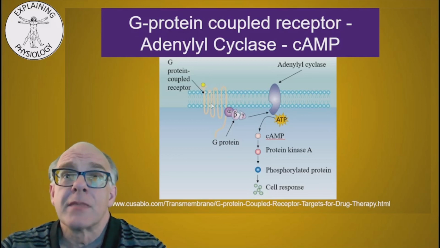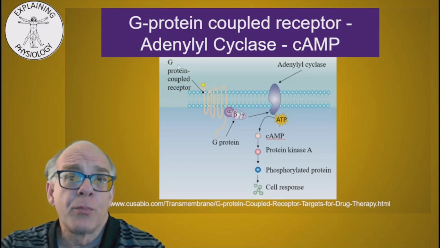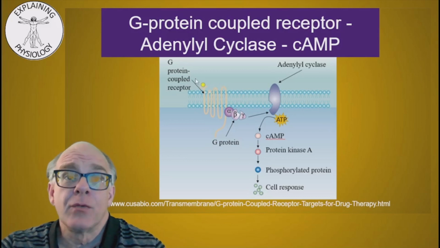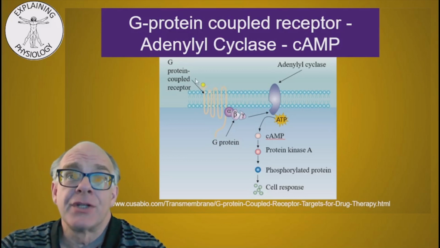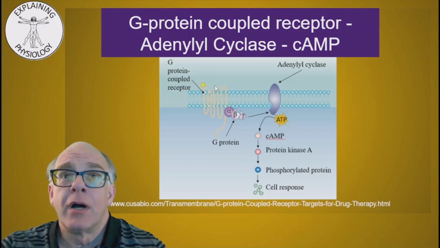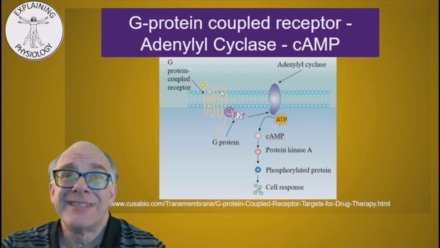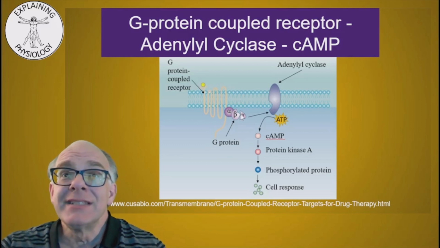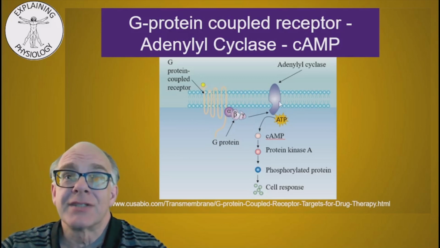coupled receptor. When the appropriate ligand binds to that, the appropriate signaling molecule or messenger molecule binds to our receptor here, our G protein coupled receptor, this is now going to activate our G protein. And that G protein then is going to interact with adenyl cyclase.